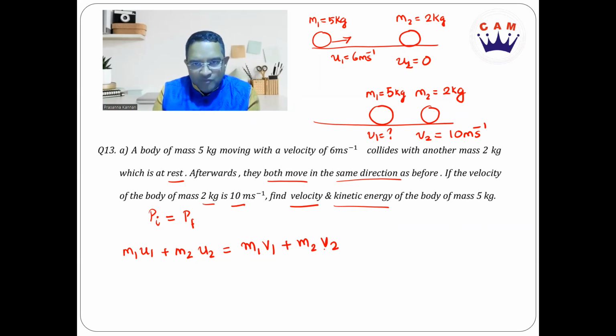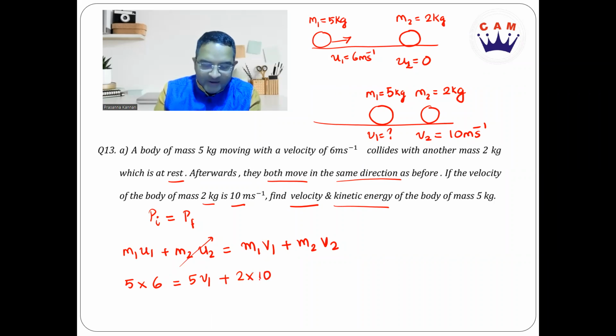Right? So M2 U2 is going to be 0. So what is your M1 U1? 5 into 6 is equal to 5 into, we don't know what that value is, V1. So let's keep it as V1 itself. M2 is 2 into 10, 20. So 30 is equal to 5 V1 plus 20. So what is your 5 V1?